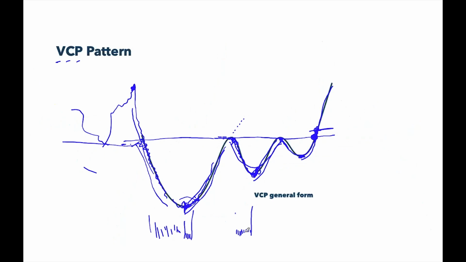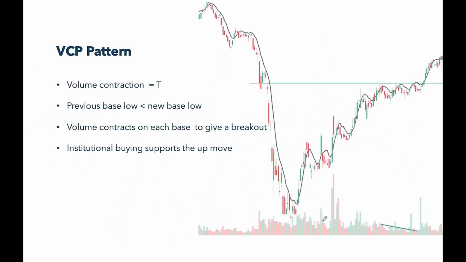Because of the volume contraction that is getting created, fewer people are selling this stock, and that is why the buyers will want to buy at any given price. Usually the VCP breakout will have the largest volume candle here. So here is one example.